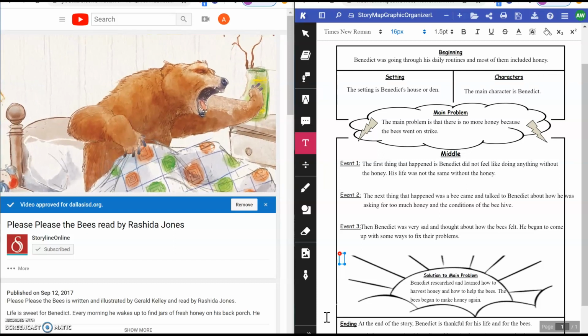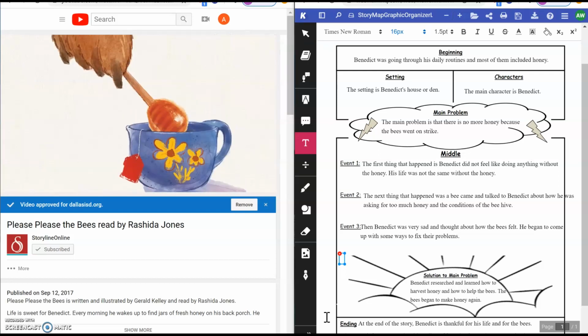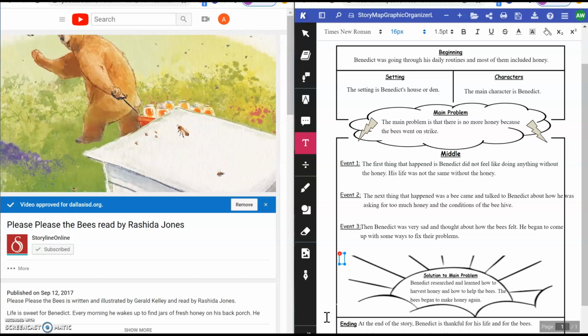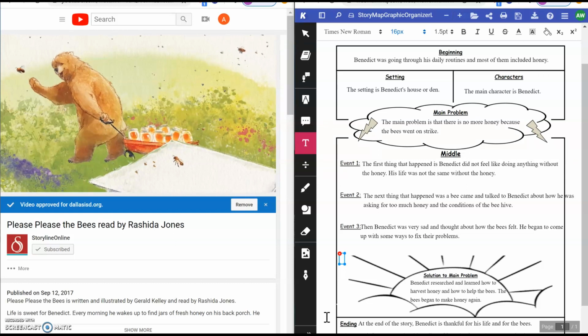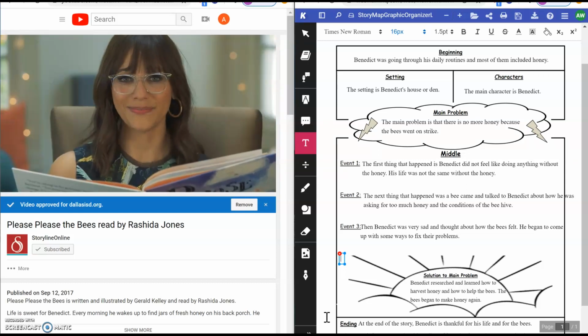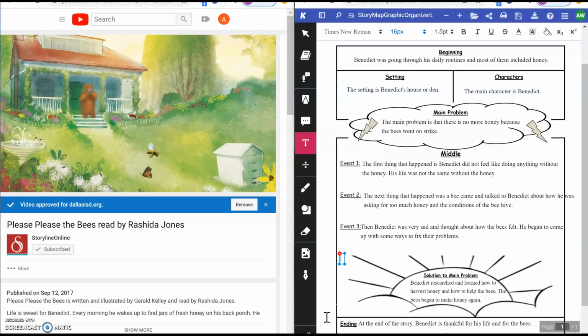These days, Benedict is still a creature of habit. He still has his daily routine, but he doesn't take the honey for granted anymore. He knows his life is sweet. But now, it's even sweeter.